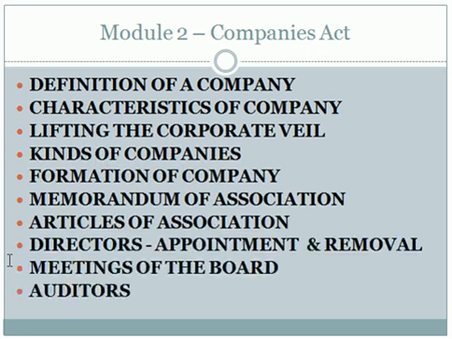Whereas in the second module, we talked about the definition of the company, the characteristics of a company, lifting of the corporate veil. What are the different kinds of company? Private company, public company, holding company, subsidiary company, government company, and many more. We dealt with how to form a company, what documents are needed, what documents need to be submitted to the registrar of companies, and all those things.